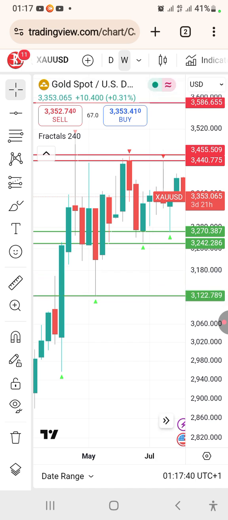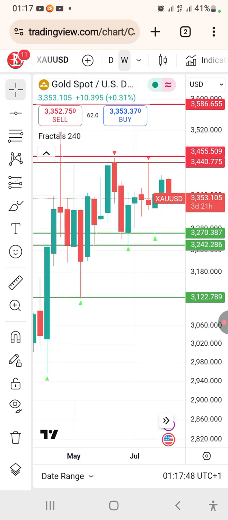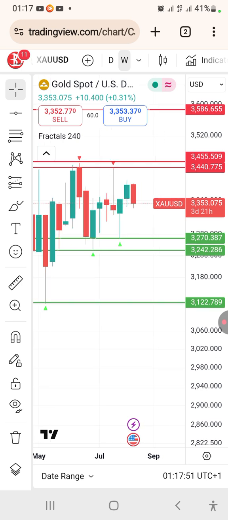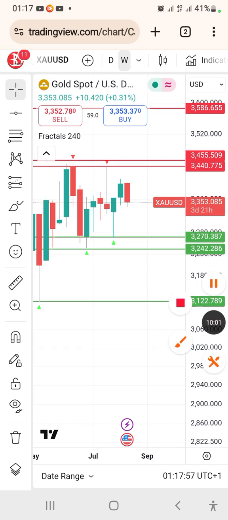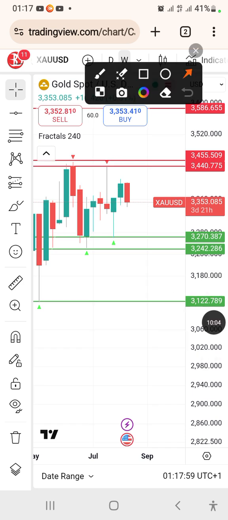Okay, now the fractal has helped us to map out our key level. So now you can easily take your trade here. And for those of us that want to buy, we are looking at these key levels. One, we have 3270.387 or 3242.286. These are the key levels that we'll be looking at.